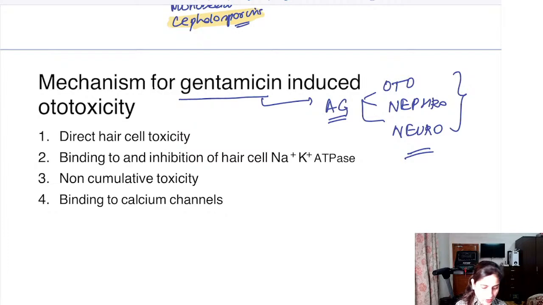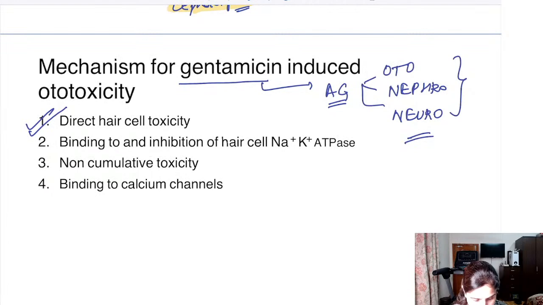ठीक है? Very good. Direct hair cell toxicity. ठीक है? इसमें ज़्यादा डिटेल नहीं, only know this. आया था एक बार, इसको ऐसे याद कर लो, direct hair cell toxicity. It is important. ठीक है? aminoglycosides इसमें आपको ये याद रखना है.